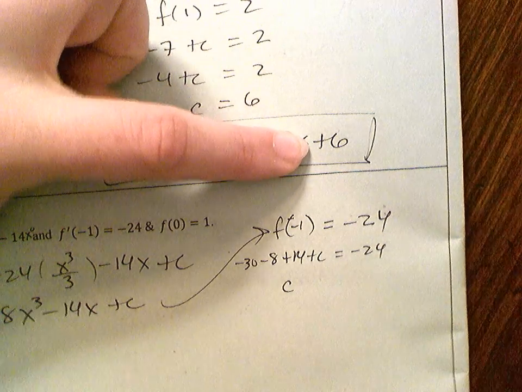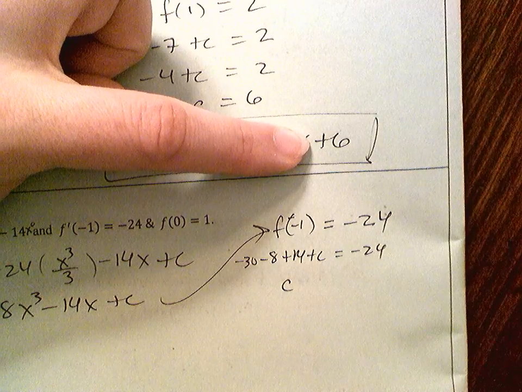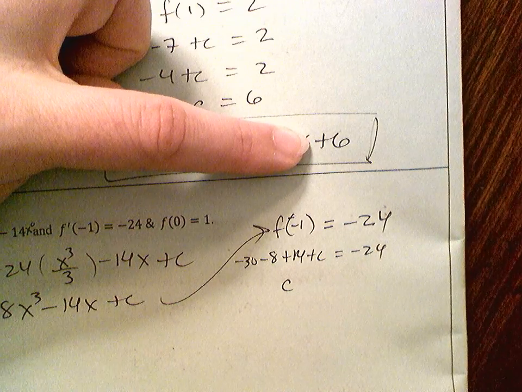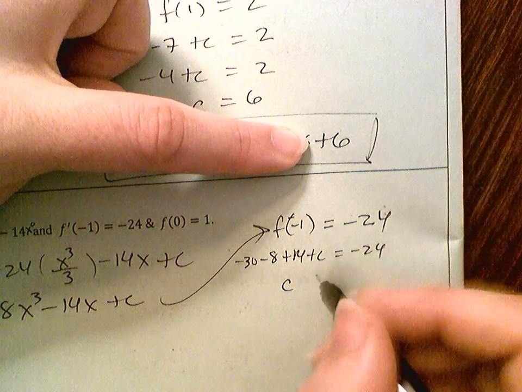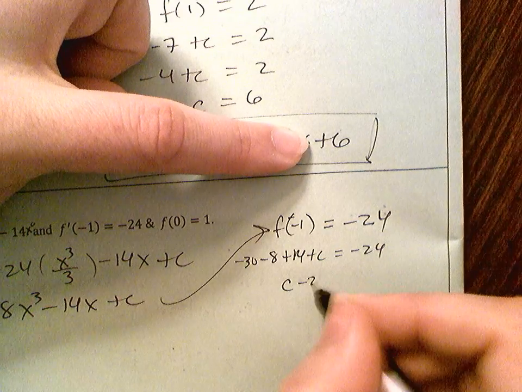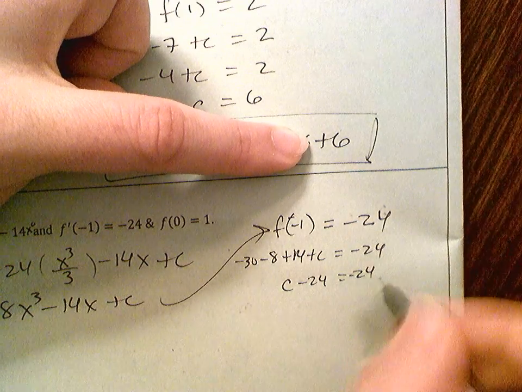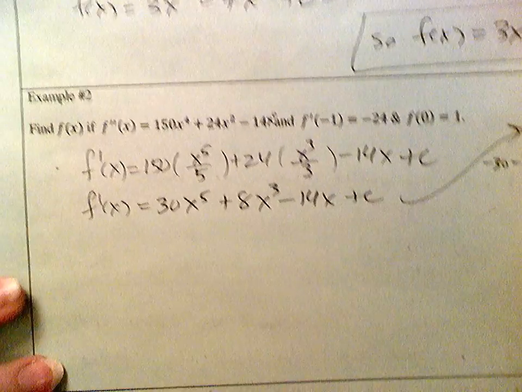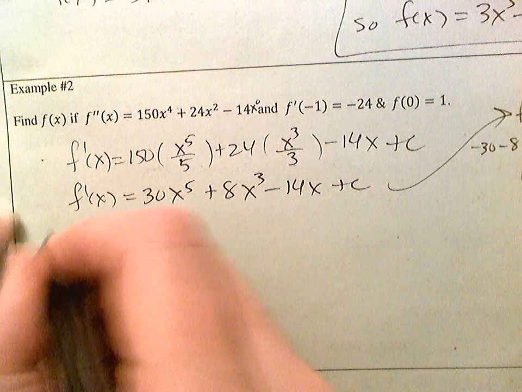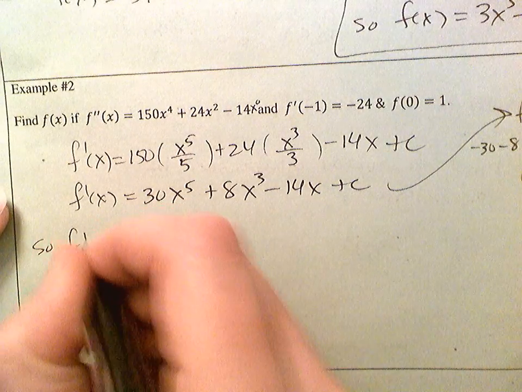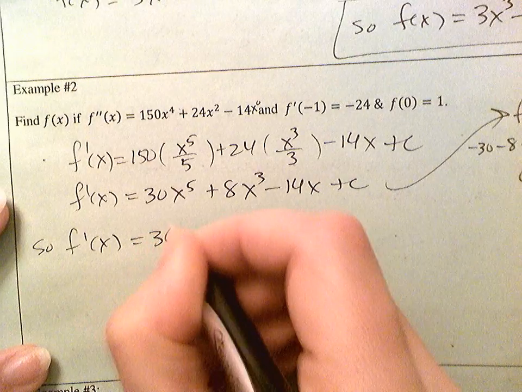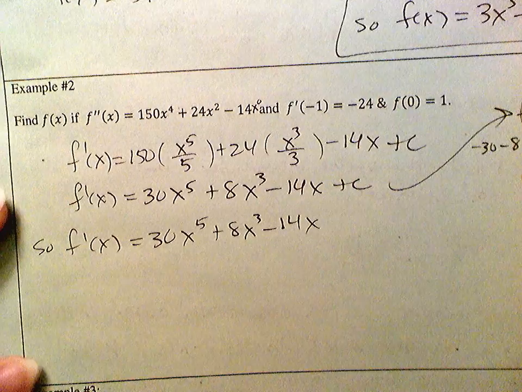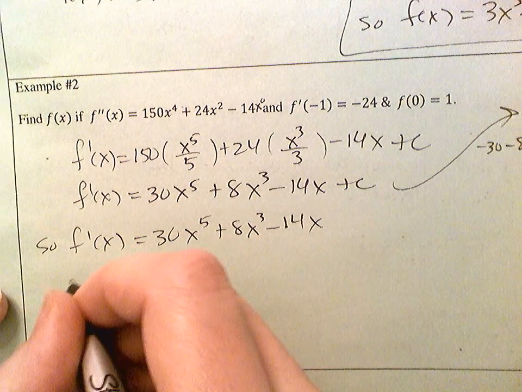And then what is this? -30 minus 8, so -38 plus 14 is now -24. Okay. So c minus 24 equals -24. So c equals 0. Okay. So f prime of x equals 30x to the 5th plus 8x to the 3rd minus 14x. All right, now going backwards again.